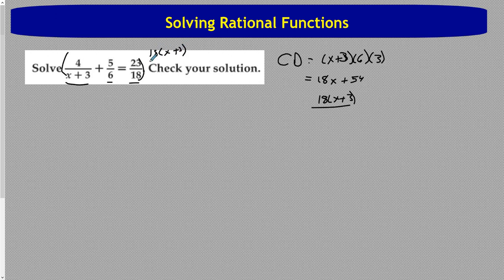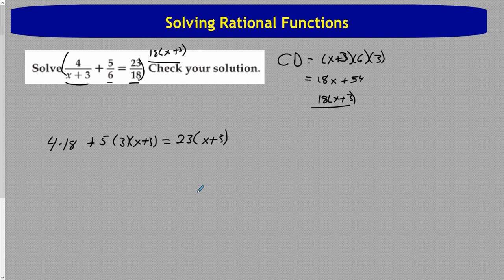If I multiply by my first term, the x plus 3's cancel, and I'm going to have 4 times 18. Plus, if I multiply 5 over 6 by 18 times x plus 3, 6 goes into 18 3 times, so I'm going to have my 5 multiplied by 3 times x plus 3. And then equals, I'm going to take out the 18, I'm going to have 23 times x plus 3. So this is what the numerators would look like if we had a common denominator. But if I have a common denominator across both sides of an equation, I don't need to have it at all, because I could just cancel it all out. So that's where we're at.